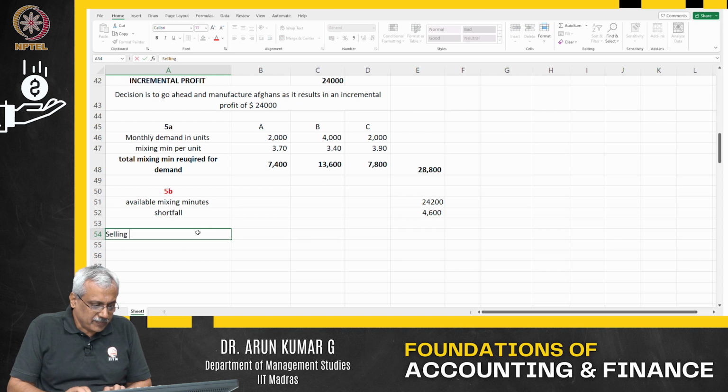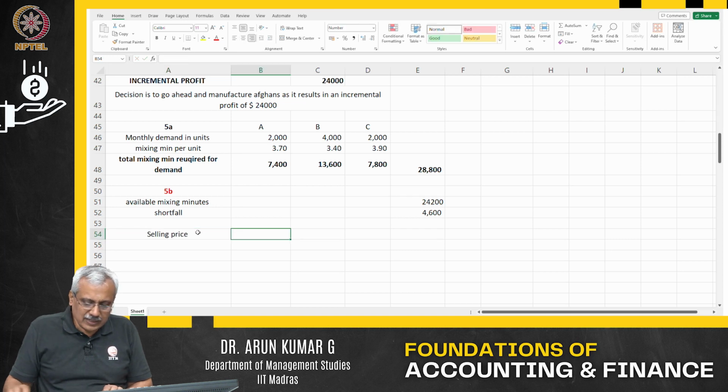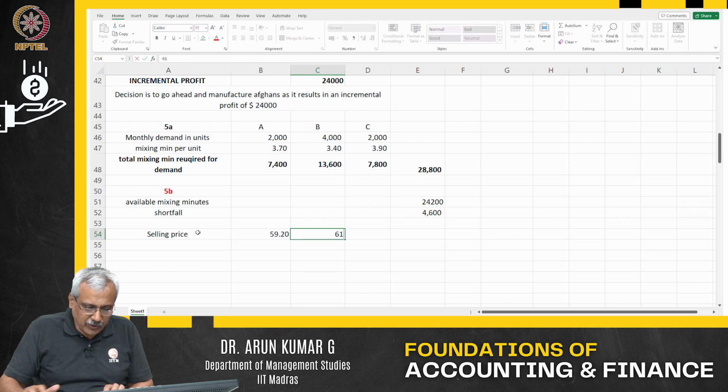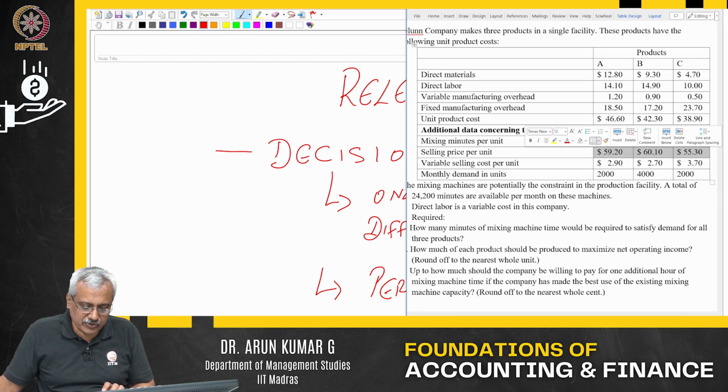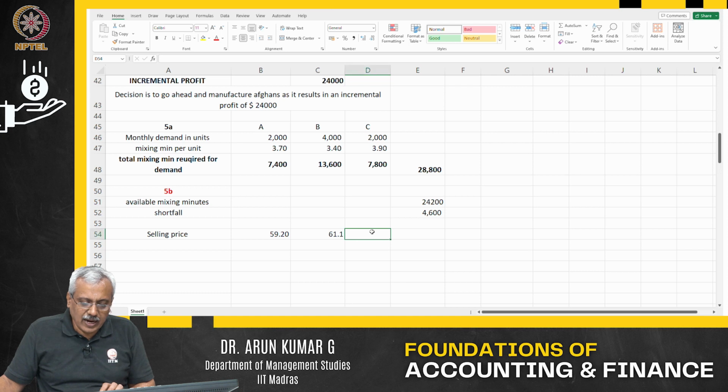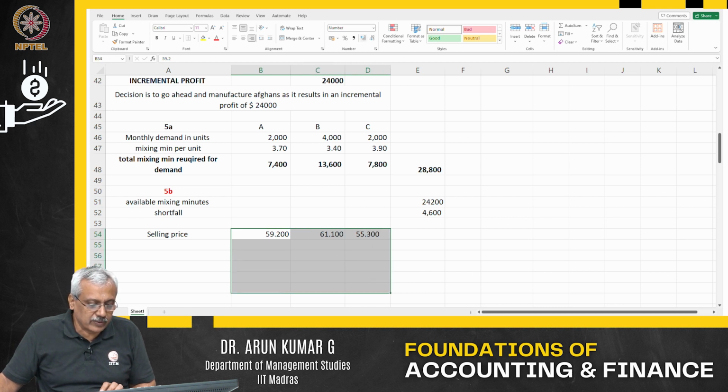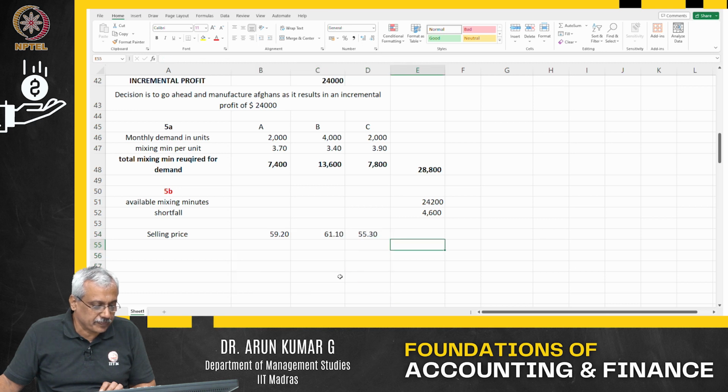Let us say the selling price of these products is 59.20, 60.10. That is what is given. I have just taken all of these from the data that is here in this particular case, as you can see. I am going to use all this data, and then it is going to be 55.30. This is the selling price of all these products as we go along. 60.10, yeah, I am sorry.